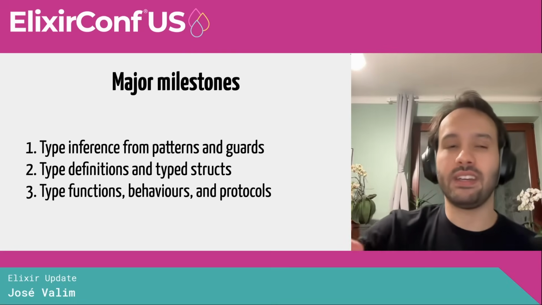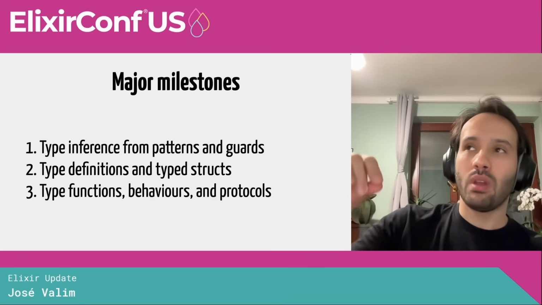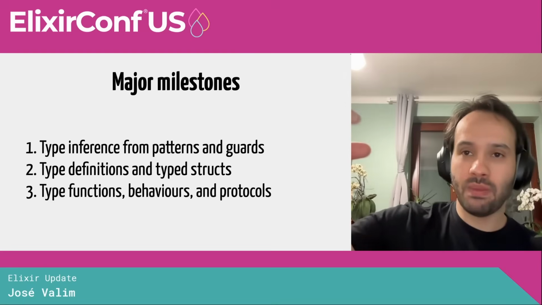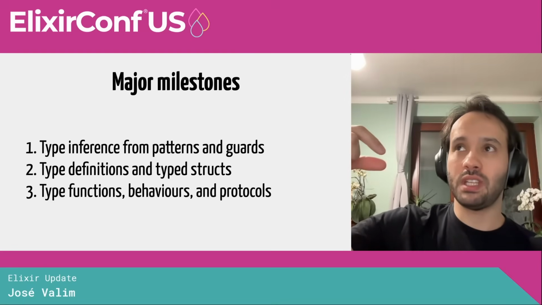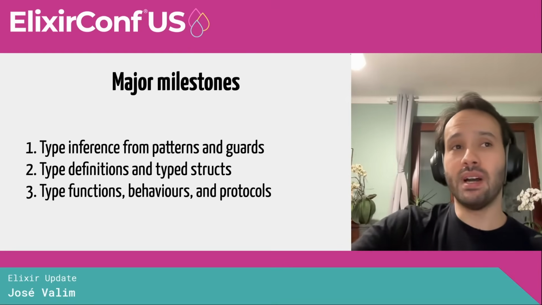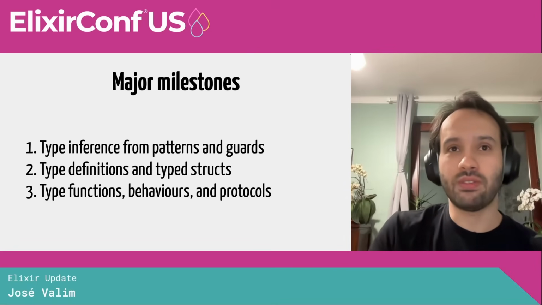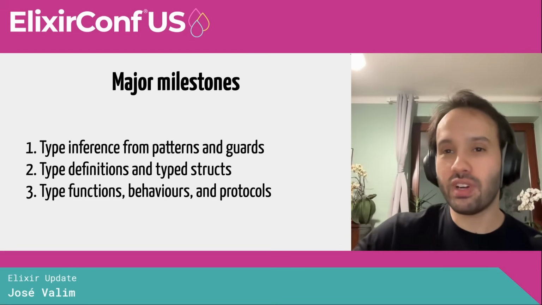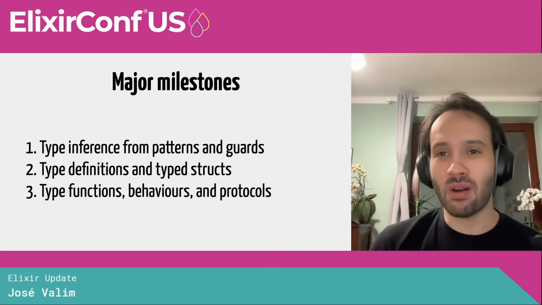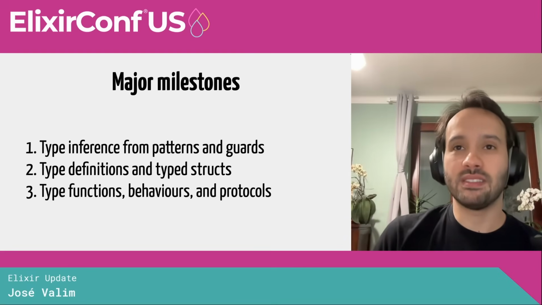And the idea here is that we are adding the type system, as we've seen, and the type system is understanding more and more about our code and finding bugs in our code, but we don't have to change anything in our code, right? So this is finding bugs for free. This is the stage that we are at right now: type inference from patterns and guards.